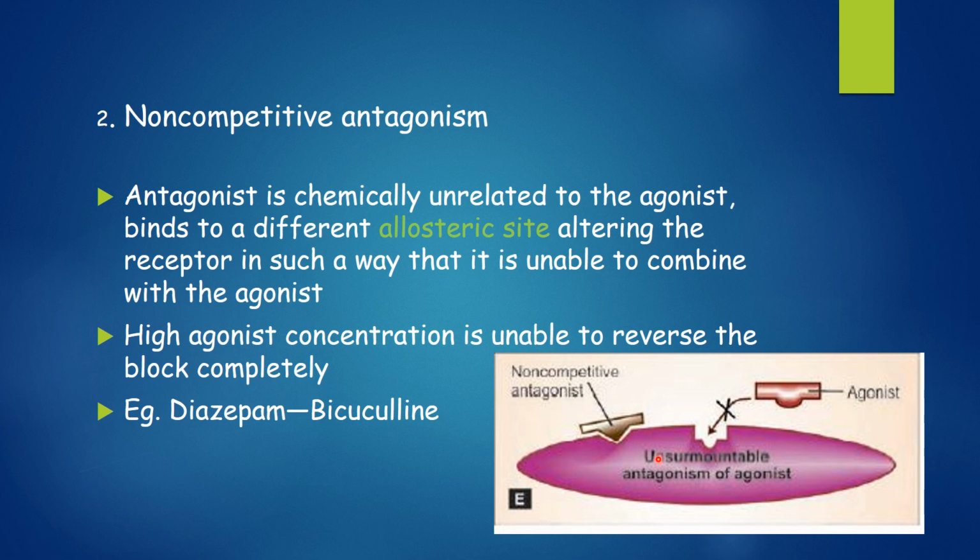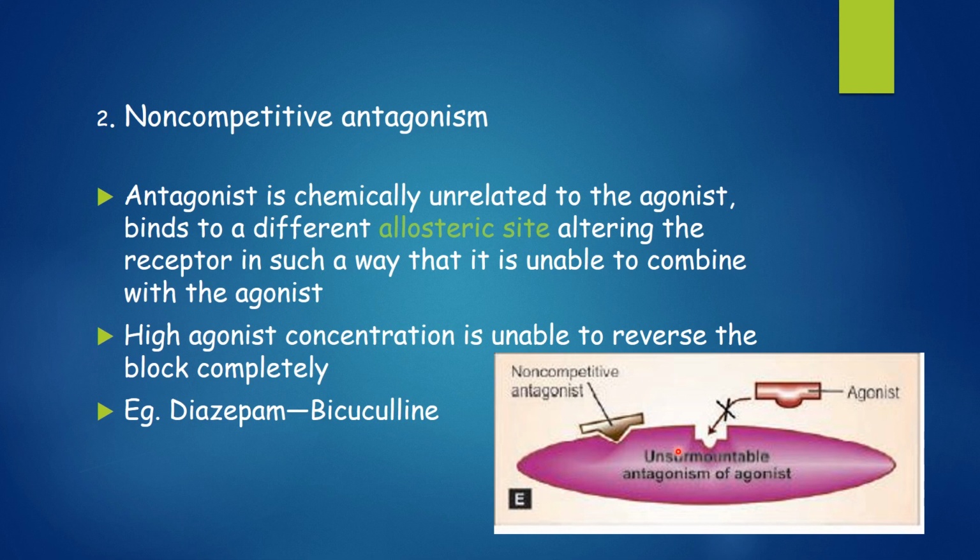Consider this is a receptor, and there is an area for attachment of our agonist, and also there is another site called the allosteric site. The antagonist will bind to this allosteric site. So the structure of the antagonist is different from the agonist, but in competitive antagonism, the structures of agonist and antagonist were similar, and the antagonist attaches to the site of the agonist itself.